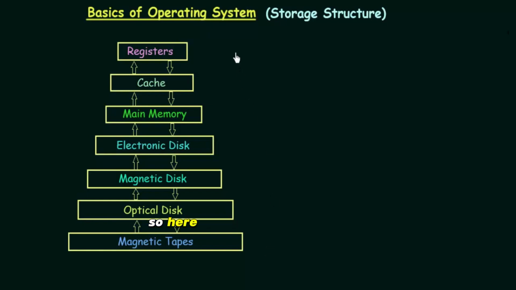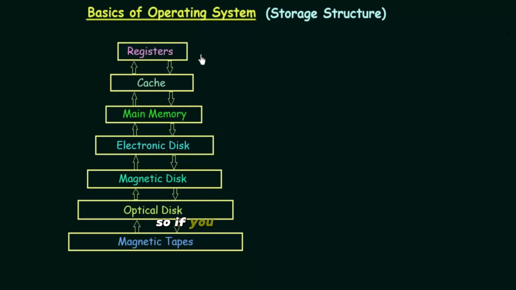Here we have a diagram, and it represents the storage device hierarchy. On the top, we have our registers, followed by cache. Then we have the main memory, then electronic disk, then magnetic disk, then optical disk, and then magnetic tapes.